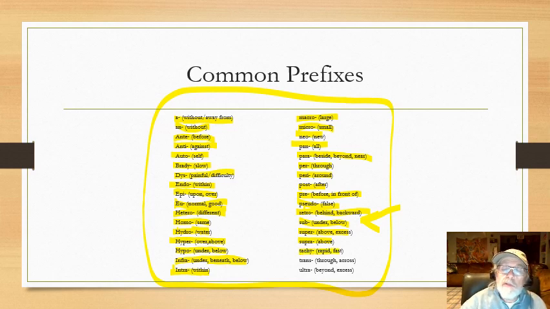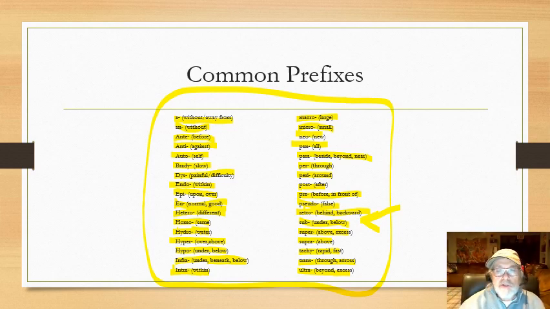Tachy, we talked about, means fast. We had bradycardia meaning slow heart rate. What would be fast heart rate? Tachycardia. Trans means through or across. Something across the membrane is called transmembrane. Ultra means beyond or excess, such as ultrasound. Ultrasound, you can't hear it. Why? Because it's beyond or in excess of what my normal hearing range would be.